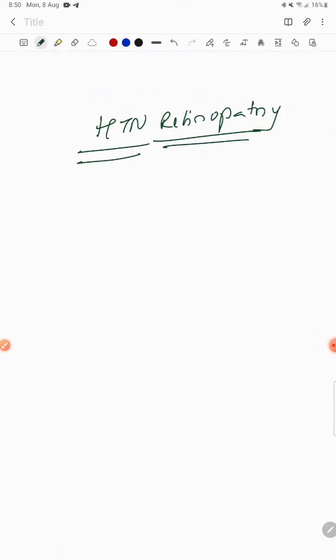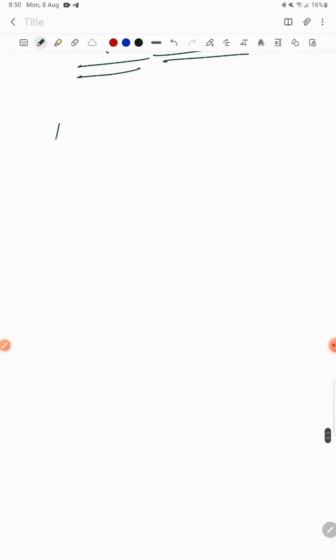Why does hypertension occur? Hypertension means an increase in the systolic BP and your diastolic blood pressure. Okay. Now, why does this hypertension occur? What are the risk factors for hypertension?